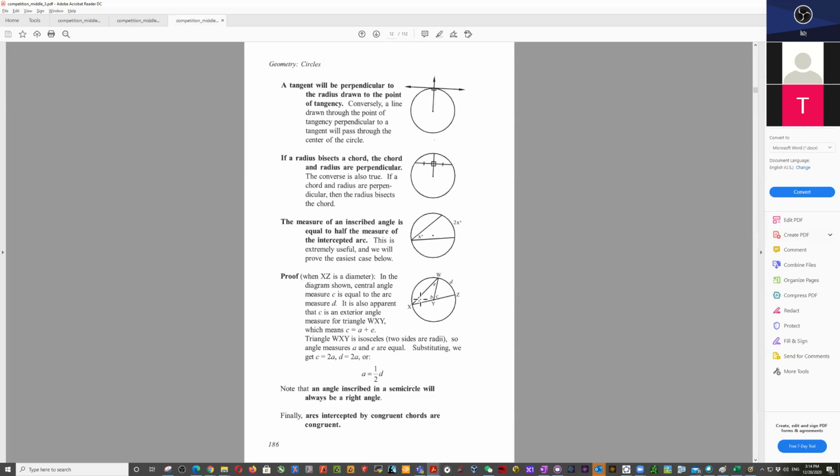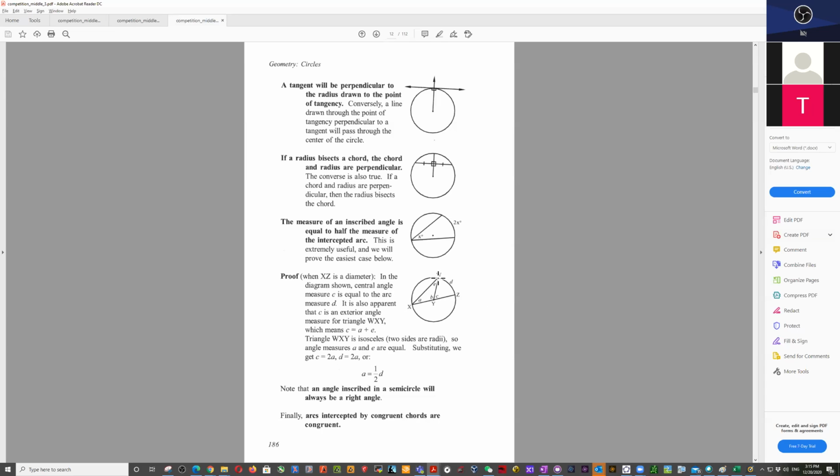Isosceles triangle, so A and E are equal. Because A plus E equals C, and C is the exterior angle. So basically A equals 1/2 of C. This is actually a very obvious picture, just proving a special case. It doesn't include all the cases, but you can easily extend this fact to other cases.